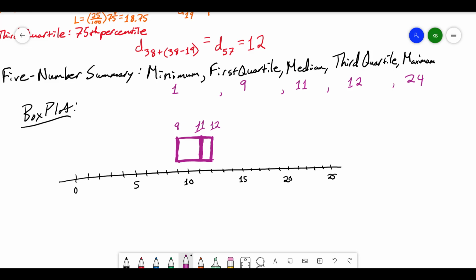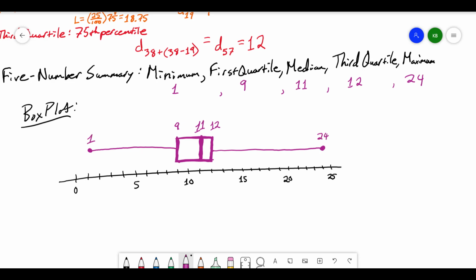Now, the other thing that I need in a box plot are things called whiskers. The whiskers go out from the first quartile down to the minimum, and from the third quartile out to the maximum. So I'm going to plot my minimum point at 1 with a dot, and I'll connect it with just a line headed into the box, and that's considered a whisker. And then I'll also make a dot at my maximum of 24, and I'll connect it, and I'll label these values 24 and 1.